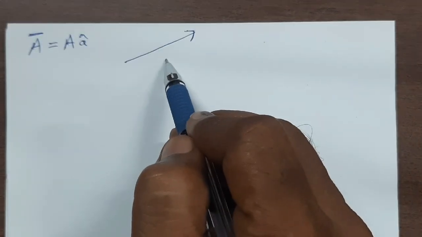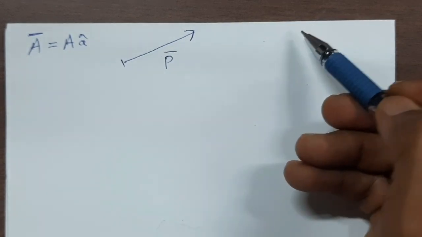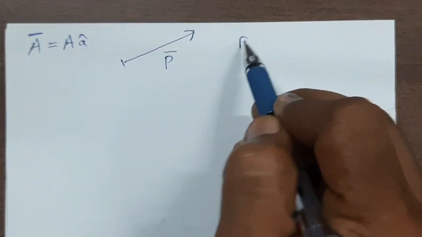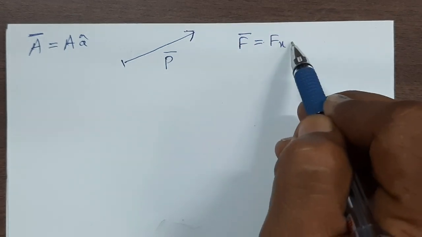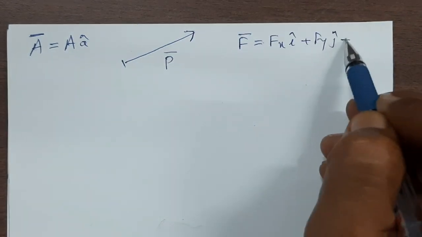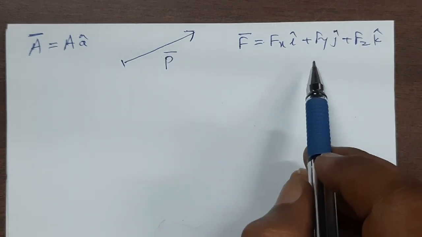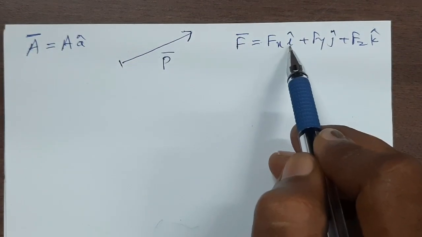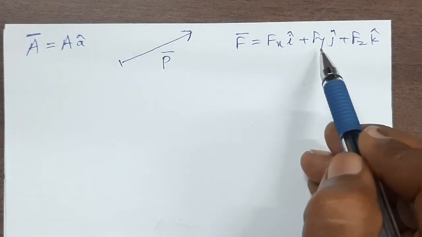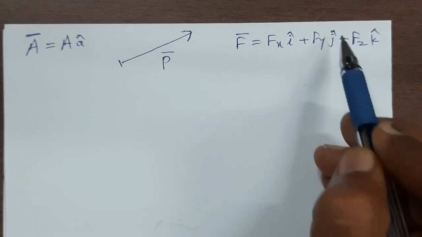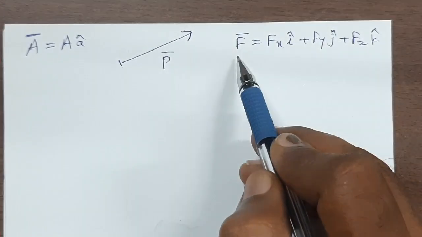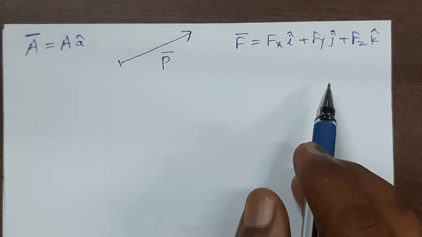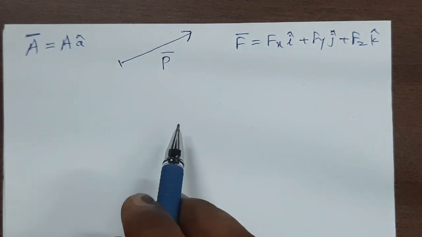I can represent this vector as, for example, p bar. This is the vector whose length is the magnitude of the vector and whose direction is the same as the direction of the vector. And if I represent the vector like this, f bar is equal to fx i cap plus fy j cap plus fz k cap, then this is known as the component representation of a vector, where fx is the component of f bar along the x axis, with the unit vector i cap. Fy is the component of f bar along the y axis, with the unit vector j cap, and fz is the component of f bar along the z axis with the unit vector k cap. Fine. Now today we will discuss the addition and subtraction of vectors.